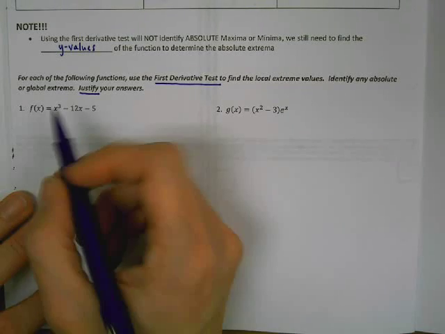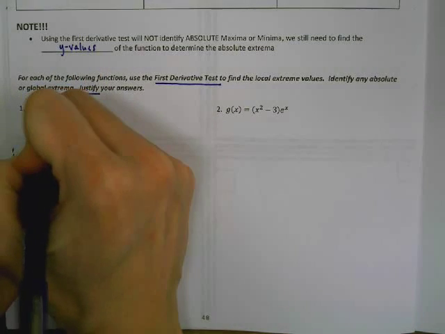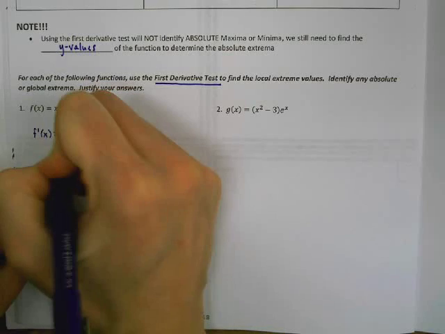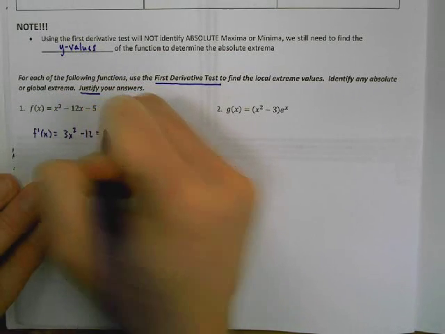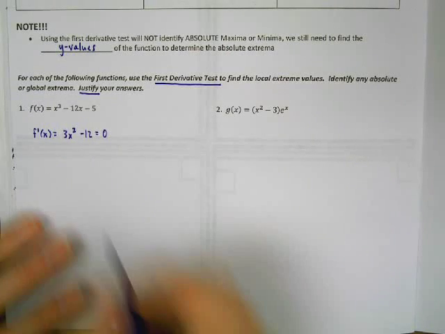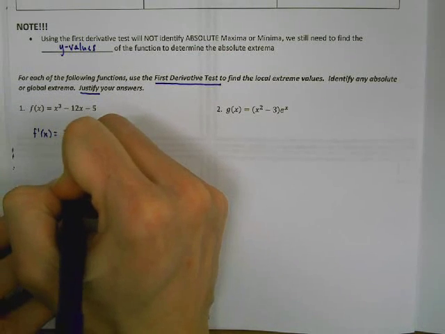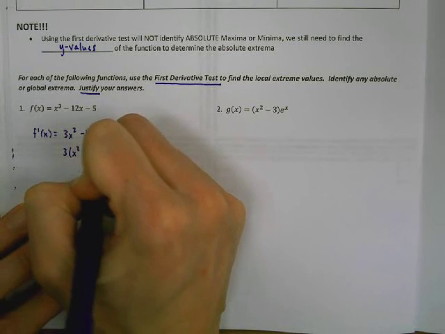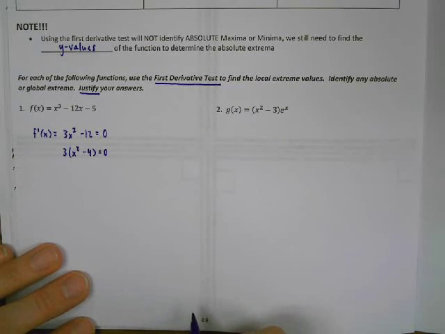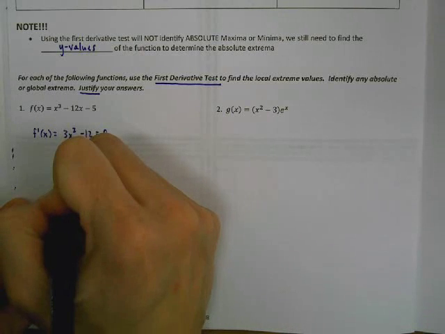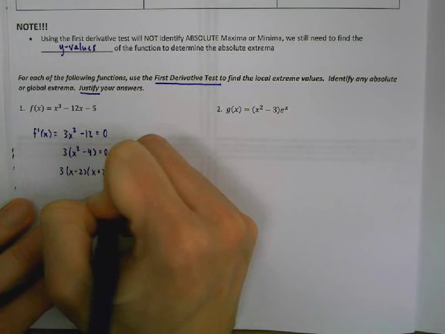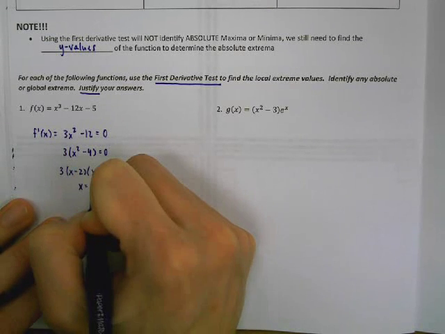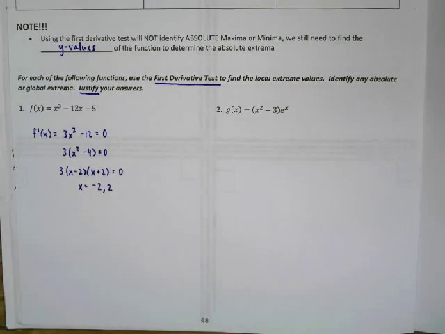So if I'm finding extreme values, again, I know I have to work with my derivative, so I'm going to calculate my derivative here. So I get 3x squared minus 12, and I want to find out where that's equal to 0. So if I factor out a 3, I get x squared minus 4. That's equal to 0. And so now I know this is x minus 2 and x plus 2. So I have x equals negative 2 and positive 2 are my critical points.